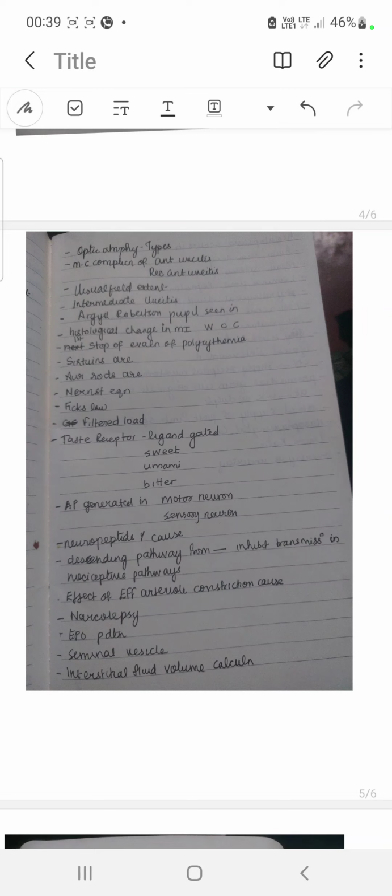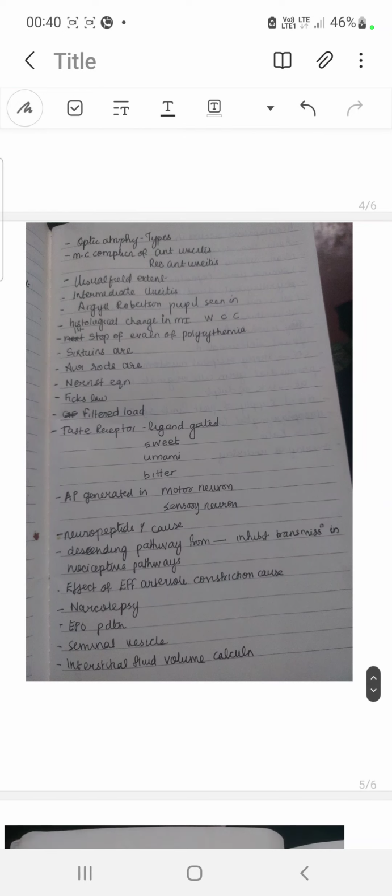Action potential generated in motor neuron is at the initial segment, so motor neuron. Sensory, it is first node of Ranvier. Neuropeptide Y is causing vasoconstriction. Descending pathway from periaqueductal gray, you have raphe nucleus that is inhibiting the transmission in nociceptive pathway.